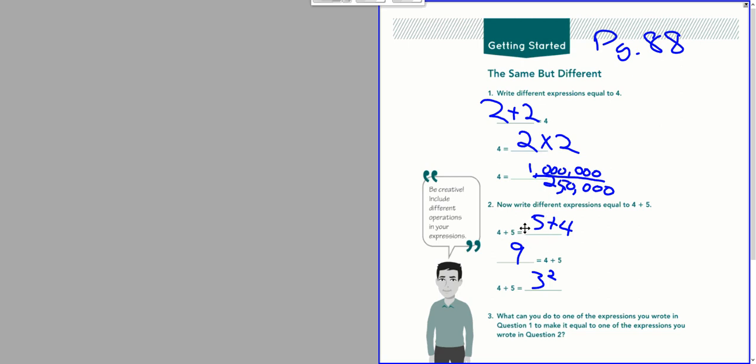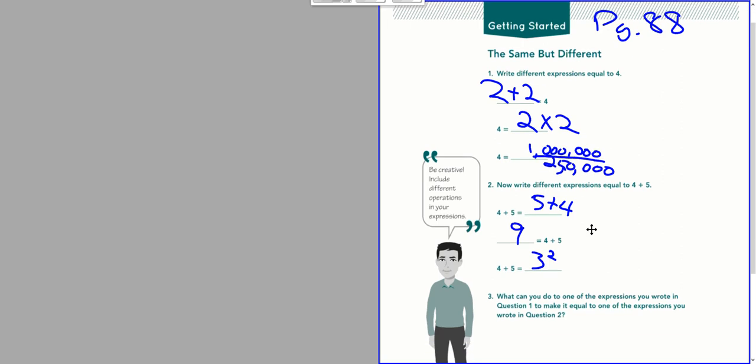Same thing with 4 plus 5 would equal 5 plus 4, or 4 plus 5 is equal to 9, or 4 plus 5 is equal to 3 squared. And I like these because this shows that not only is a single number equal to an expression, but an expression could be equal to another expression.